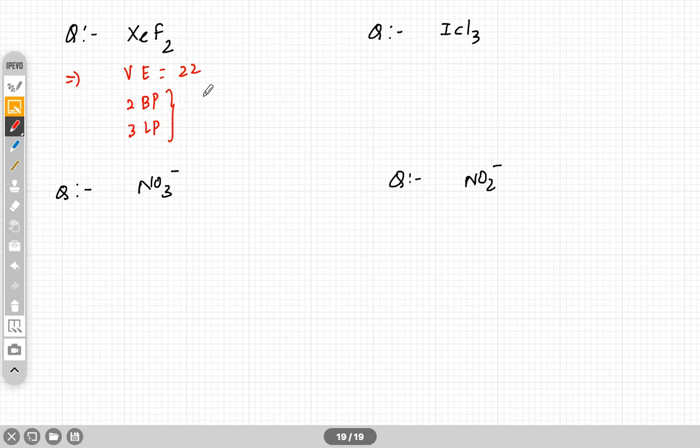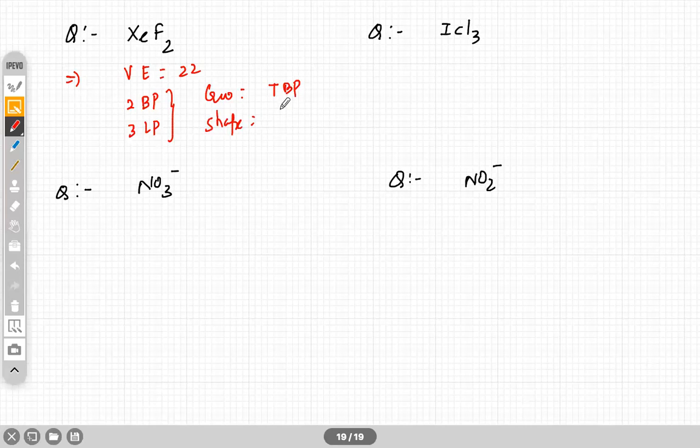So the geometry is what? Geometry is TBP, trigonal bipyramidal. What is the shape? Shape is linear. All three lone pairs are present in the corners of the triangle.